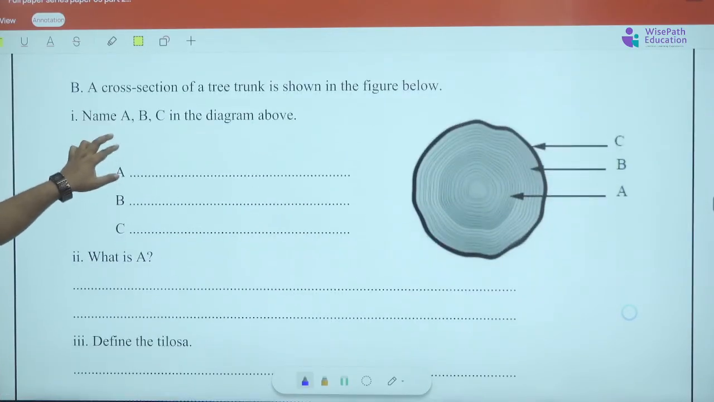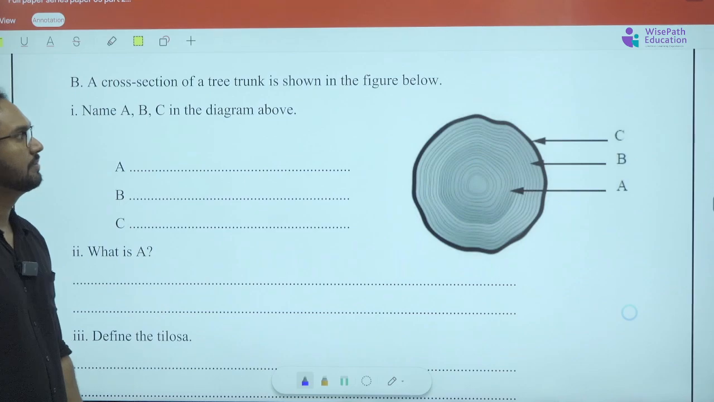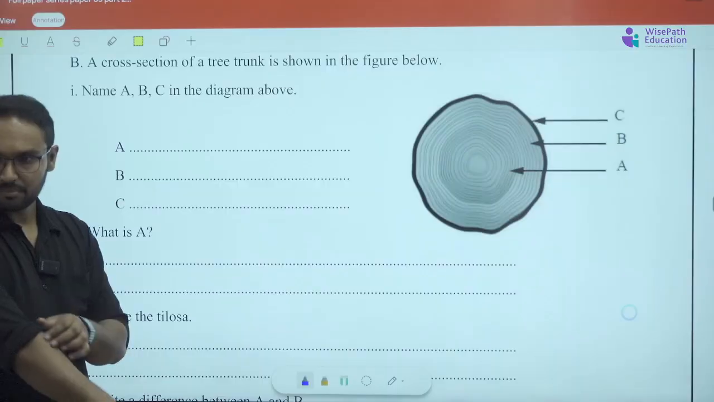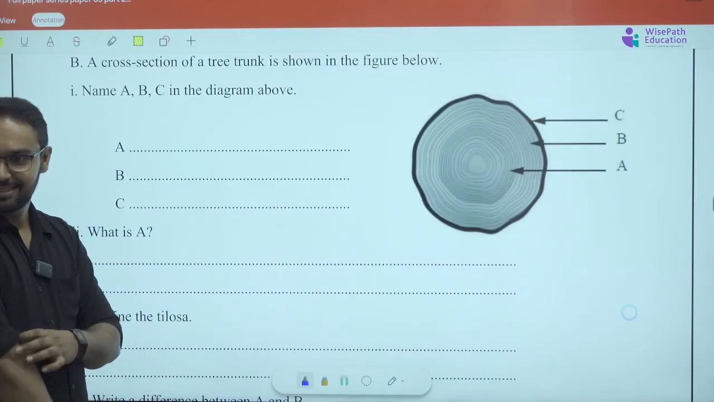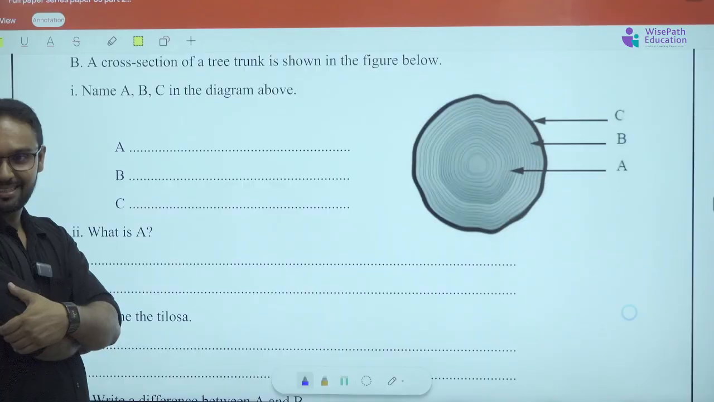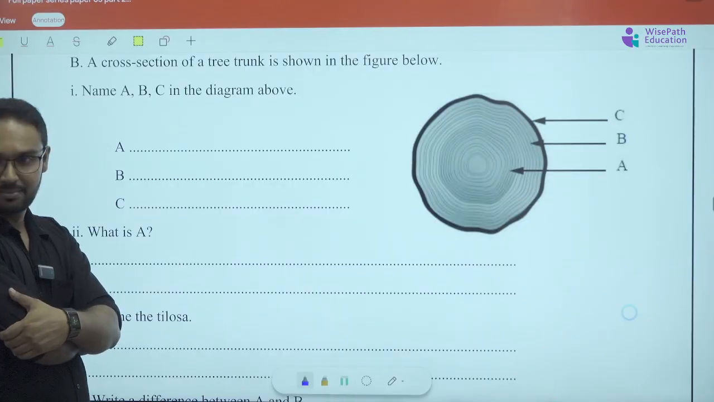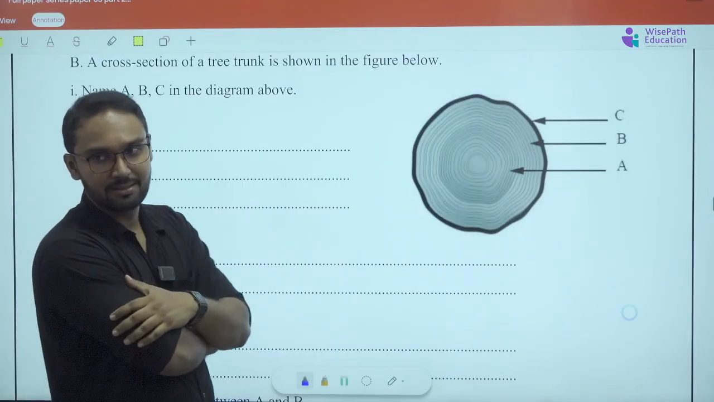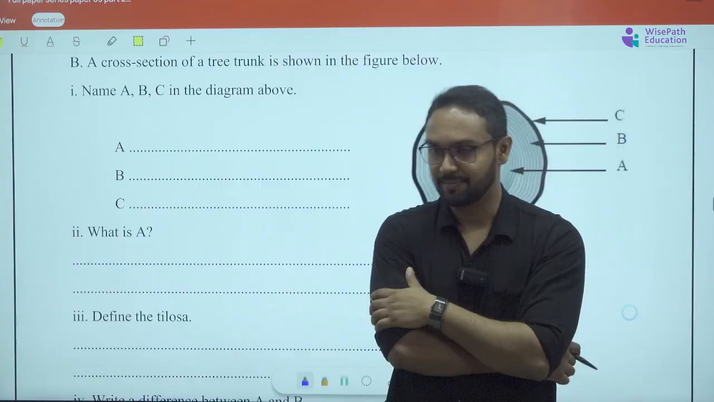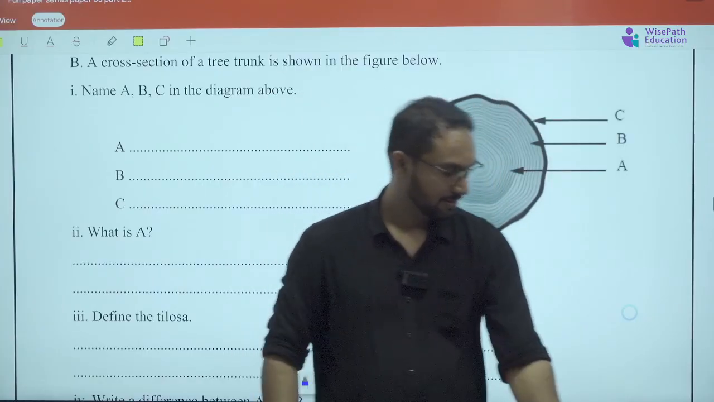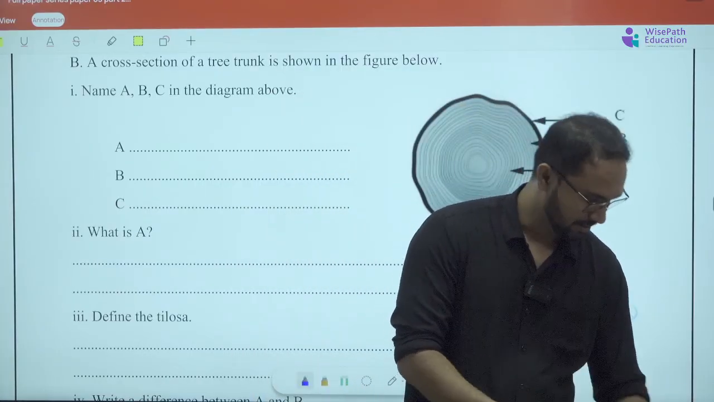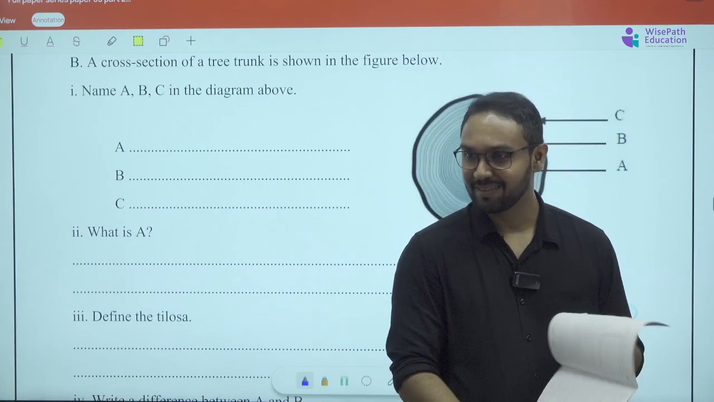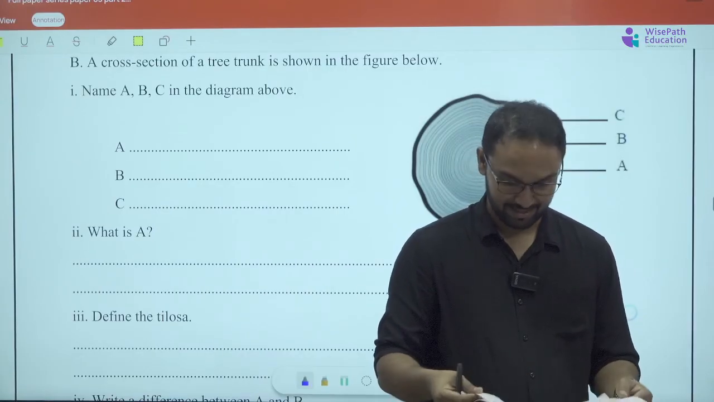A cross section of a tree trunk is shown in the figure below. Name ABC in the diagram. Not a cambium. Cork is the B. There are three parts in a dicot cross section. It's labeled there.